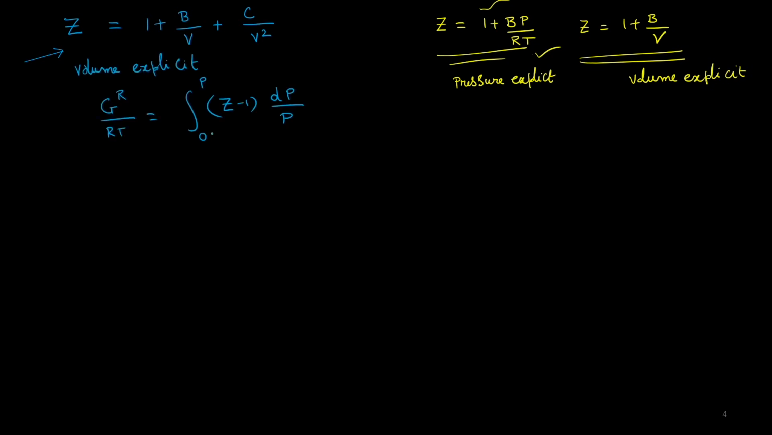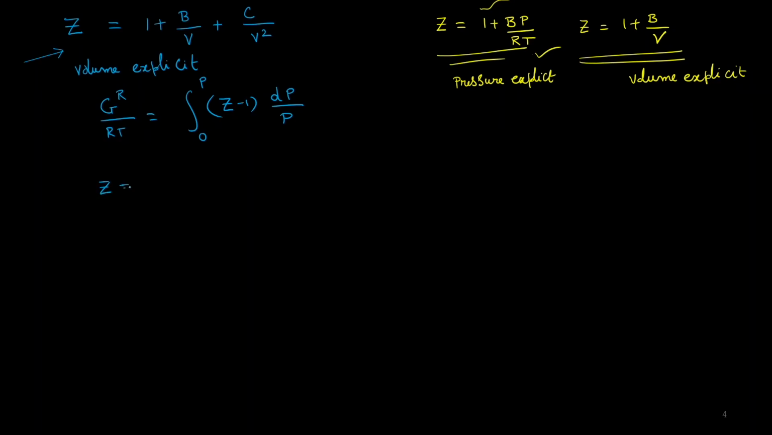So we want to change this integration in terms of volume or density rather than pressure. And let us see how we do that quickly with one example first, and then we'll just generalize it and try to write the expressions for other thermodynamic properties. So my goal then is to take this equation here, GR by RT is the integral from 0 to P of Z minus 1 dP over P, and somehow convert it in terms of volume. The way we do that is using the definition for compressibility factor.